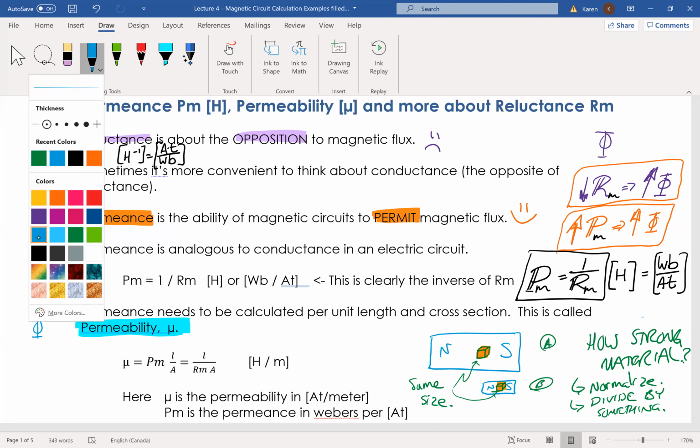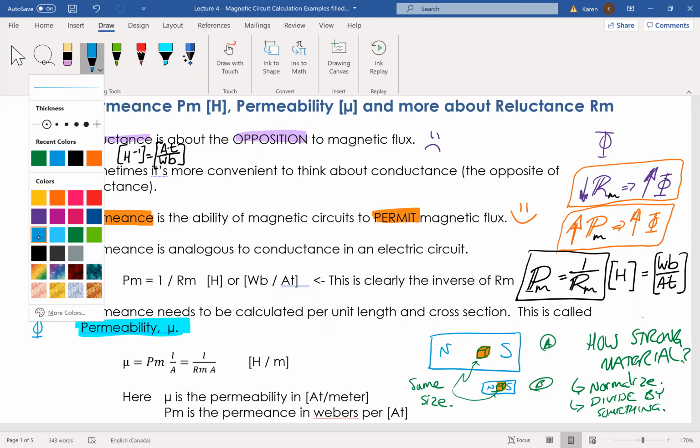Permeability is mu. And what it does is it looks at the permeance of this entire magnet, and then it divides it by length over area, which is the same as multiplying by length. Sorry, you divide by area over length, which is the same as multiplying by length over area. So you have normalized. So you're just looking at that little cube now.